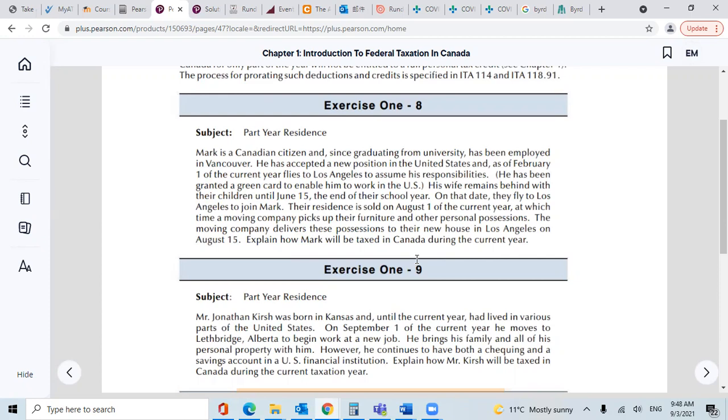So we take a look at those dates. First one, February 1st. February 1st is the date Mark left Canada, right? February 1st is also the date he becomes a resident of the country to which he is immigrating. So he got a green card, that is February 1st as well. The next one is June 15th, when his wife and the children fly to Los Angeles to join Mark. And August 1st is the date they are moving. They sold their residence. And August 15th is the date they received all the delivery.